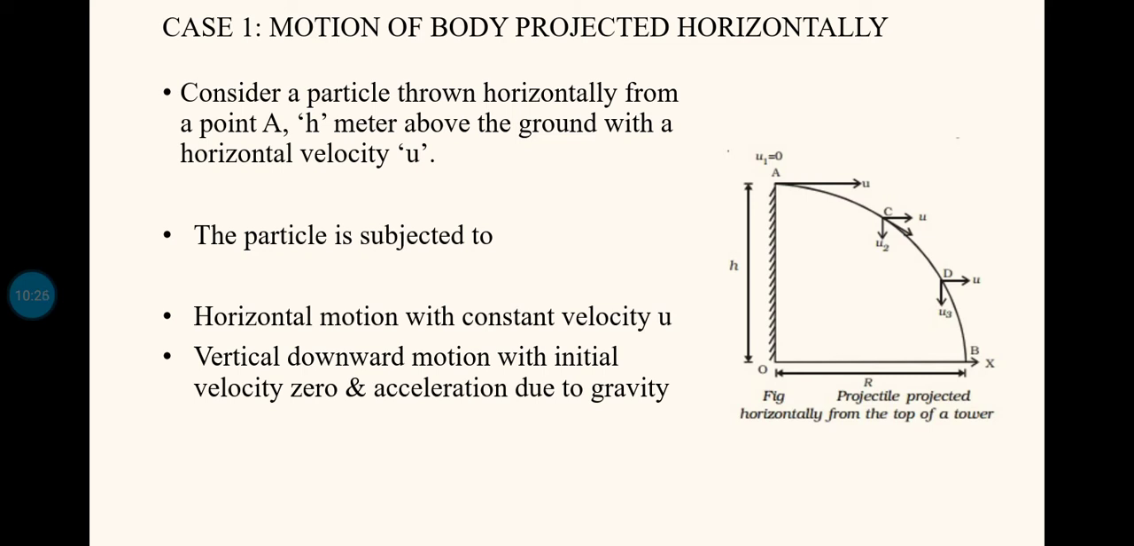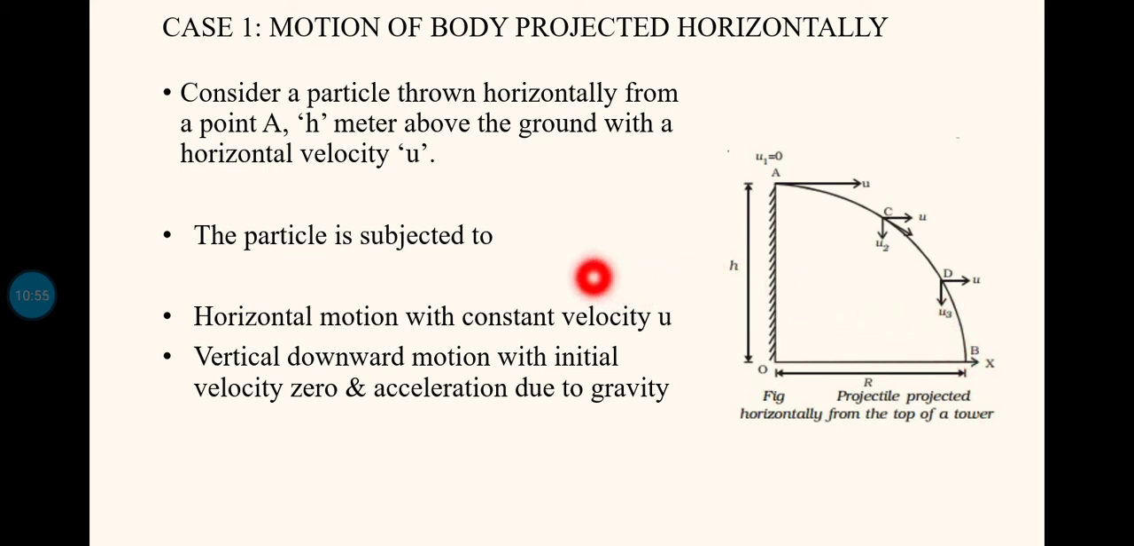Now the projectile motion is divided into three categories. We will go to the first case, that is motion of a body projected horizontally. From a particular height, the body is projected horizontally. Actually, not from the ground level, from a particular height h, the projectile is projected horizontally with a velocity u, but due to the effect of gravity, the body will travel along a curved path and fall down to a point B.